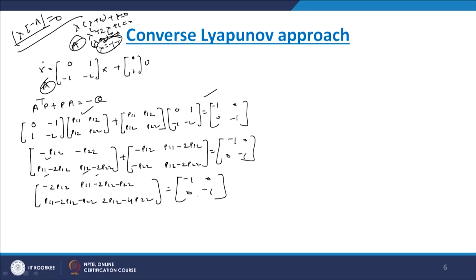We have added the elements of both matrices. Let us say the matrices are C and D. The C and D we have added, so we have got these results. Now, what do we want? We want the respective values of P11, P12 and P22.